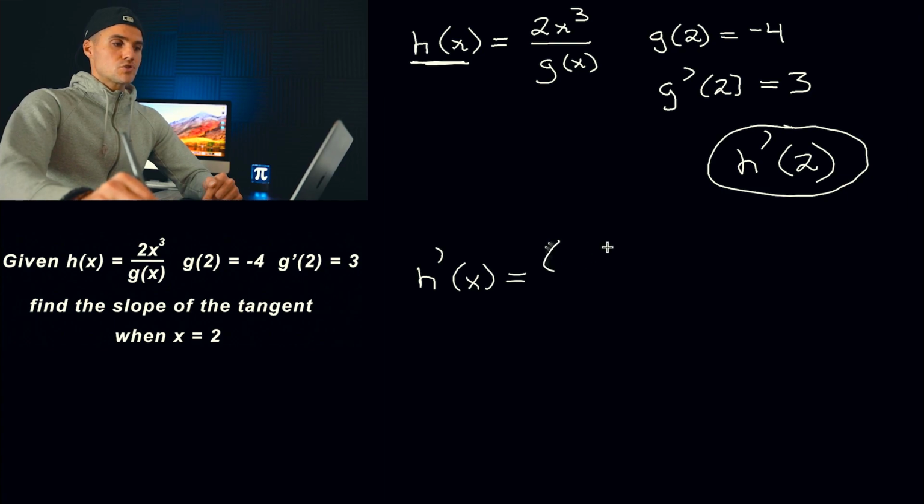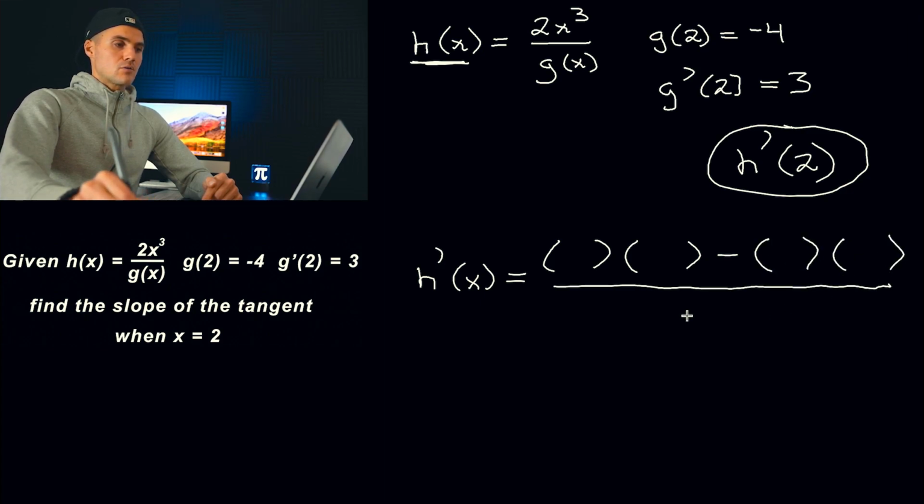Whenever I'm doing the quotient rule, I like to set up my 4 brackets just to organize my work and my thinking a little better. Then we know that whatever's in the bottom, in this case it's just g of x, we're going to be squaring that, like that. Okay, and now we just go into doing the quotient rule.